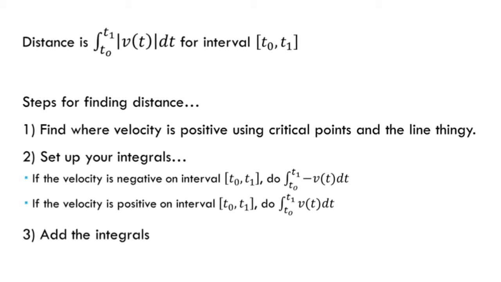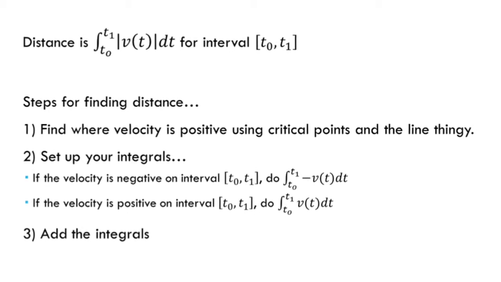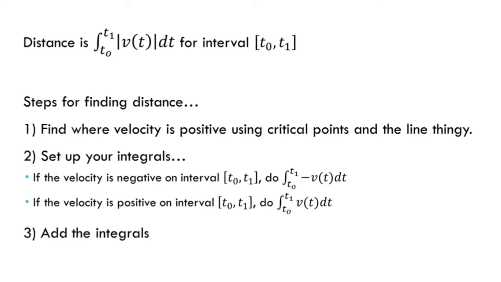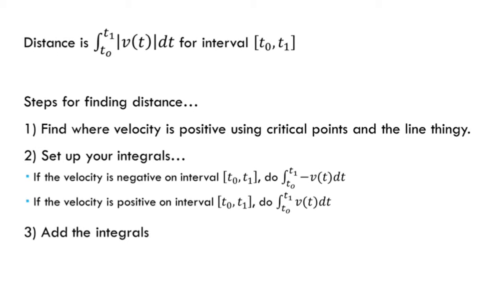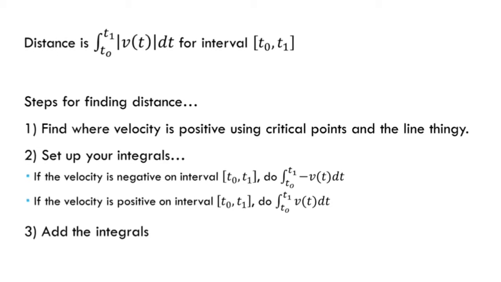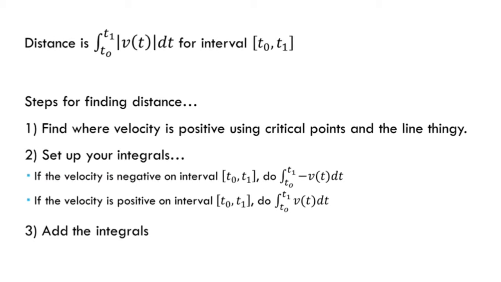For the areas that they're positive, you take the integral like you normally would, and use those intervals as your limits of integration. Once you have 2 or 3 or however many numbers that you have, you add up all of your distances. You should get positive numbers every single time. You add them up, and that is your total distance traveled. Let's give it a shot.